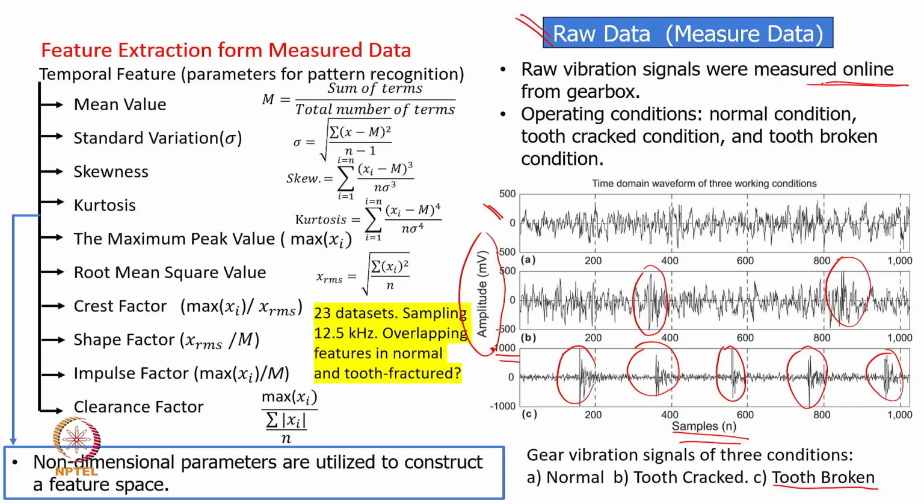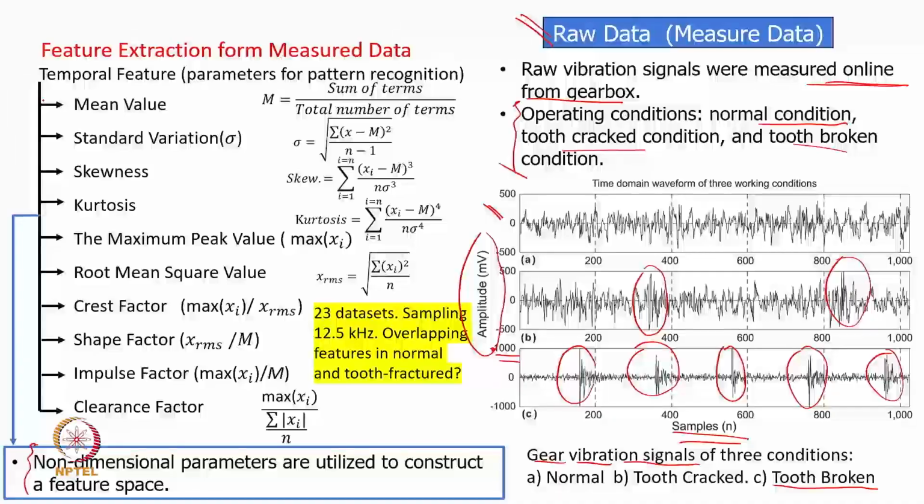So, they did online measurement, and we can get all the data, with 3 operating conditions as I mentioned: normal condition, cracked tooth condition and broken tooth. They used all non-dimensional parameters. We know that in PCA we require standardization. Non-dimensional is one thing, but standardization is another thing, so we really require standardization when we are getting the data. This is the gear vibration data.